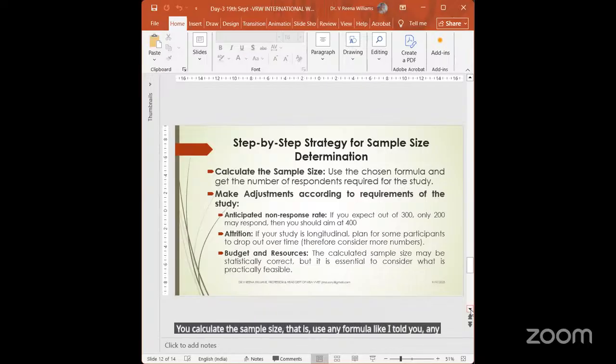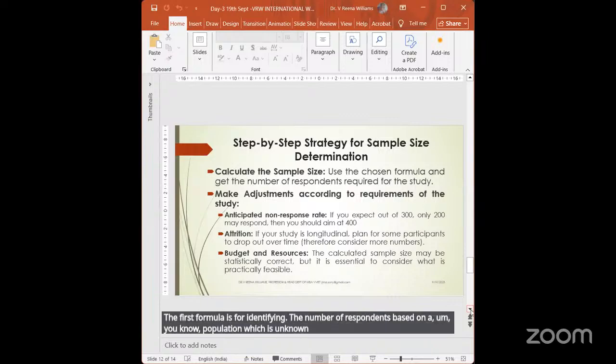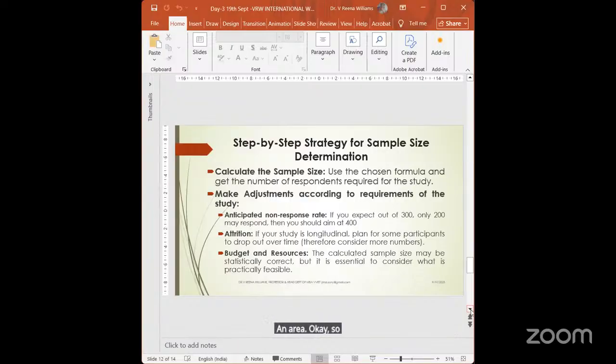Any formula, meaning the first formula is for identifying the number of respondents based on a population which is unknown. Like I said, a city, a place, an area. Okay, so there you do not know the number of sample, it can be more. So in such case, I told you the minimum number that is required. You can go more than that, but not less than that.